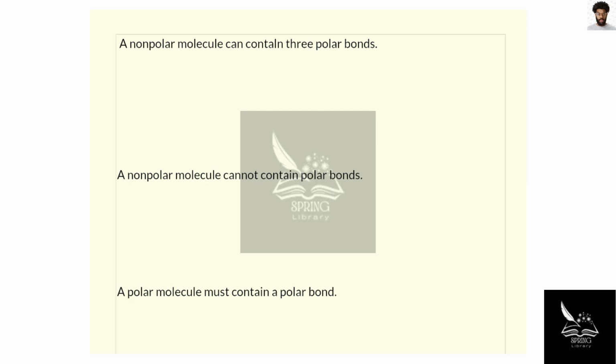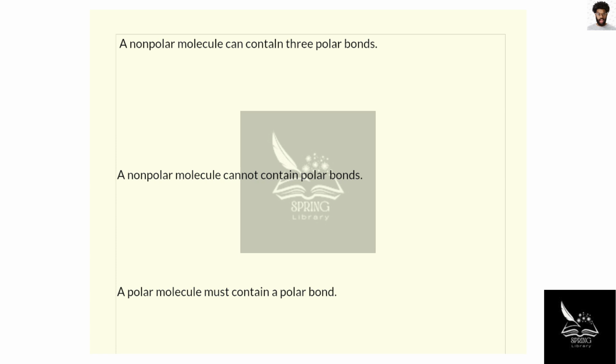Hello students, in this question you are given some statements and you have to tell whether each statement is true or false. Here we have the first statement, which says a non-polar molecule can contain 3 polar bonds. So we are talking about a non-polar molecule.